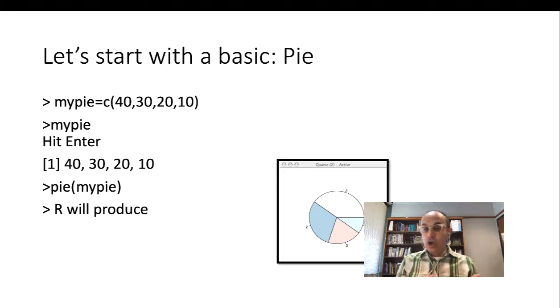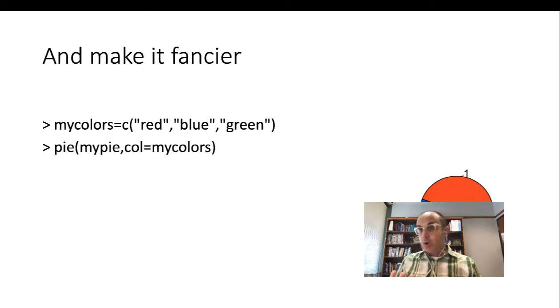When I declare my pie equal to a container with those numbers and hit enter, it will show me the content of my container. But when I apply the pie function to the container, it will produce something like that. Let's make it fancier with regard to colors. I will add my colors: red, blue, and green. Because I defined only three colors, it will show me those three colors.